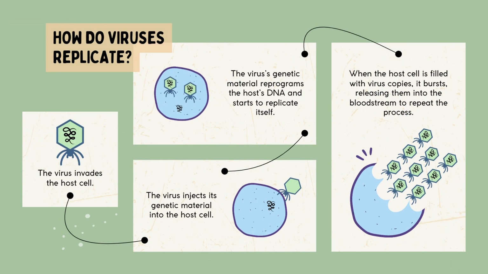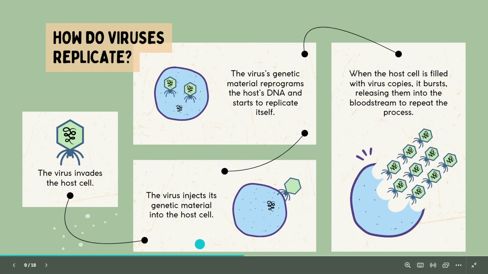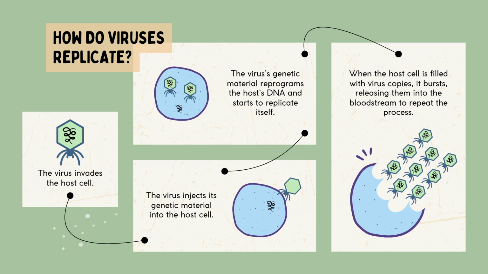How do viruses replicate? The virus invades the host cell. The virus injects its genetic material into the host cell. The viral genetic material reprograms the host DNA and starts to replicate itself. When the host cell is filled with virus copies, it bursts, releasing them into the bloodstream to repeat the process.